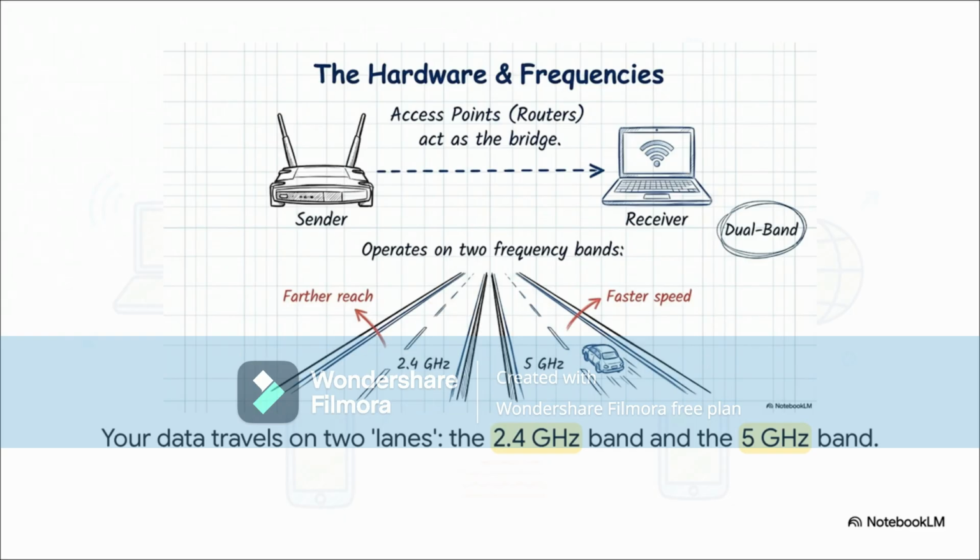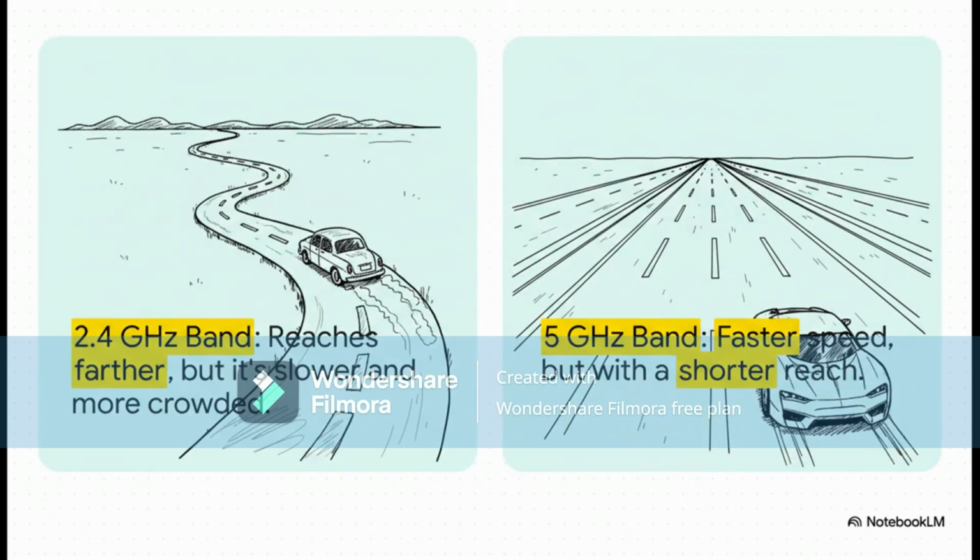And you've definitely seen these before when you connect to a network. You've got the 2.4 gigahertz band and the 5 gigahertz band. Now, this is a super important difference to get. The 2.4 gigahertz band is like a long country road. It goes really far and can cover your whole house, but it's slower and can get pretty crowded with traffic. The 5 gigahertz band, on the other hand, is like a wide open city expressway.